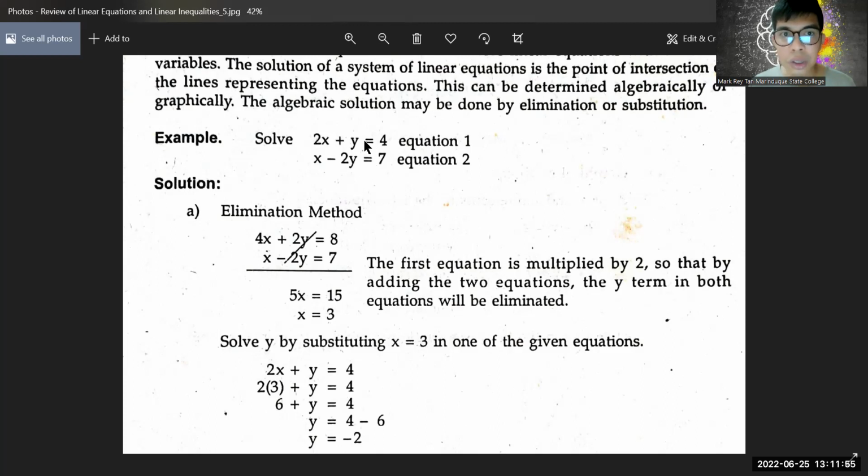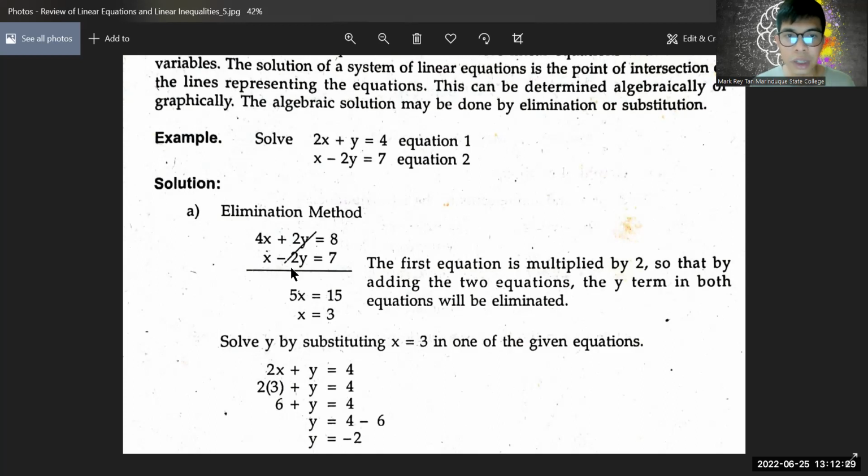that, we multiply the first equation by 2. So it became 2x times 2, 4x. y times 2 is 2y. 4 times 2 is 8. Then it is combined with the other equation. In elimination, we just add the two equations. In this example, we add them. The purpose here is to eliminate the other variable.